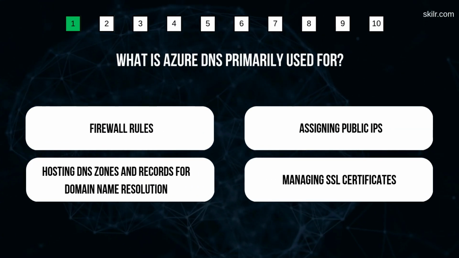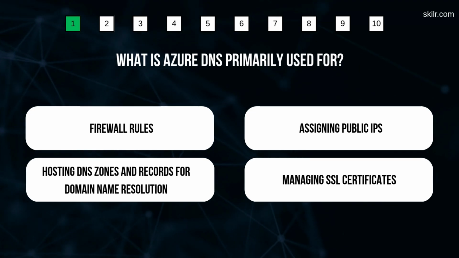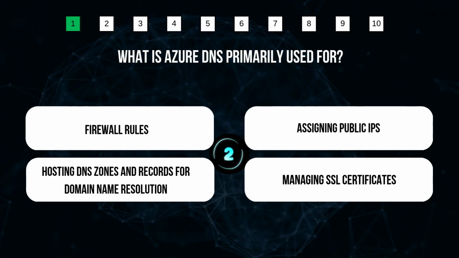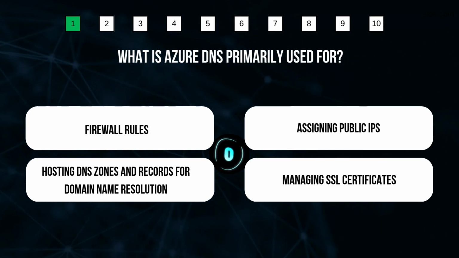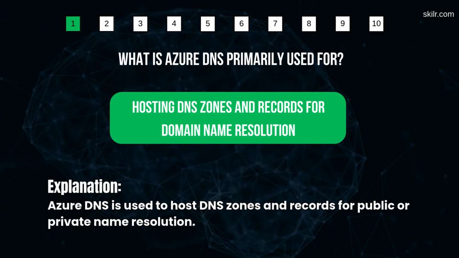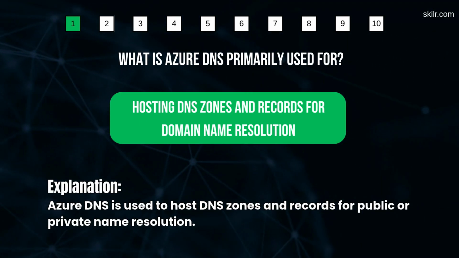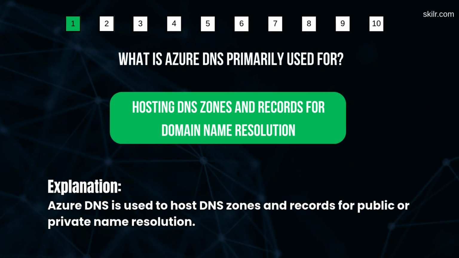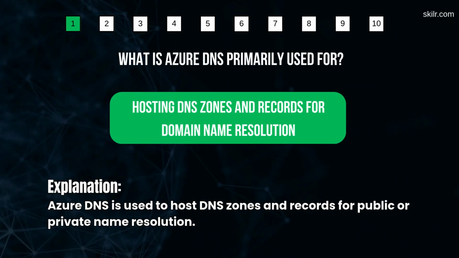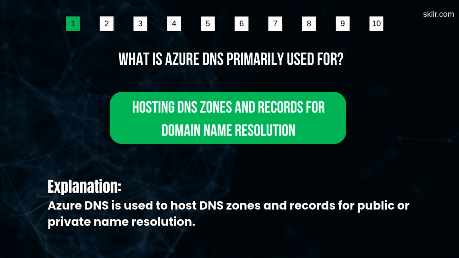Question 1. What is Azure DNS primarily used for? The correct answer is hosting DNS zones and records for domain name resolution. Azure DNS is used to host DNS zones and records for public or private name resolution.